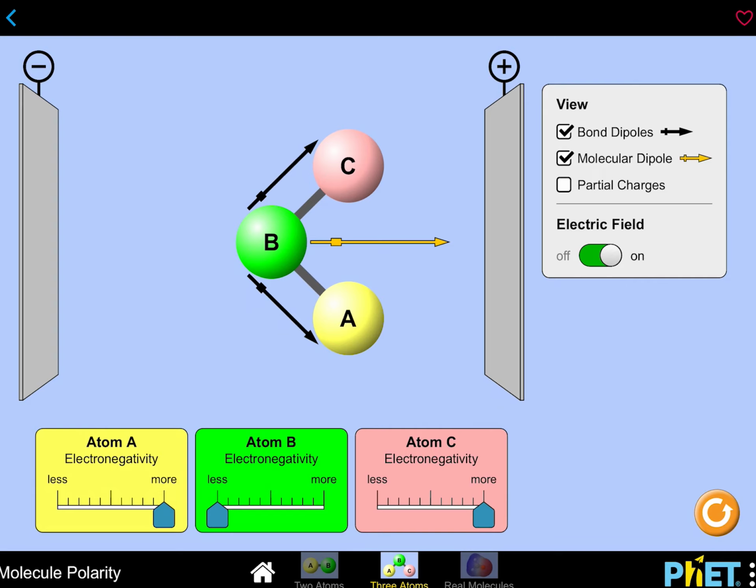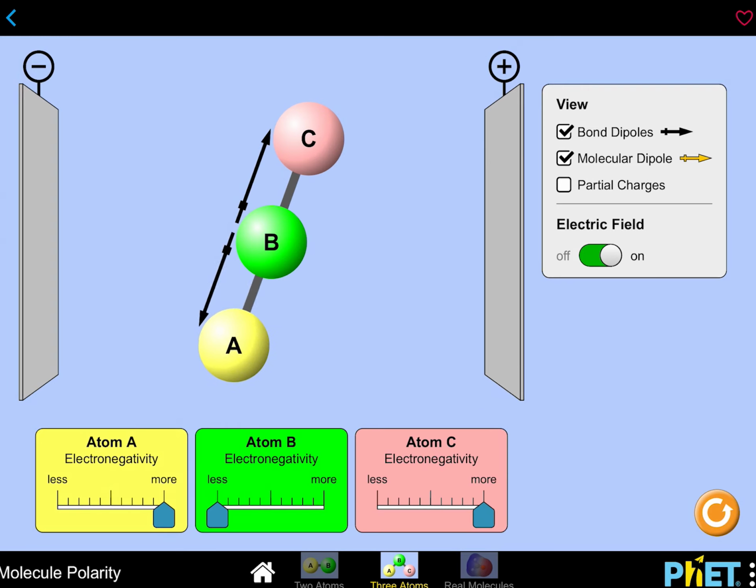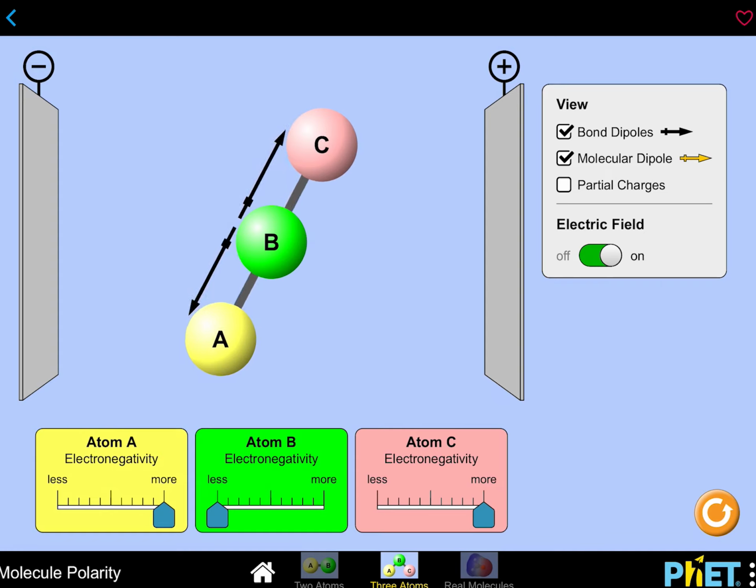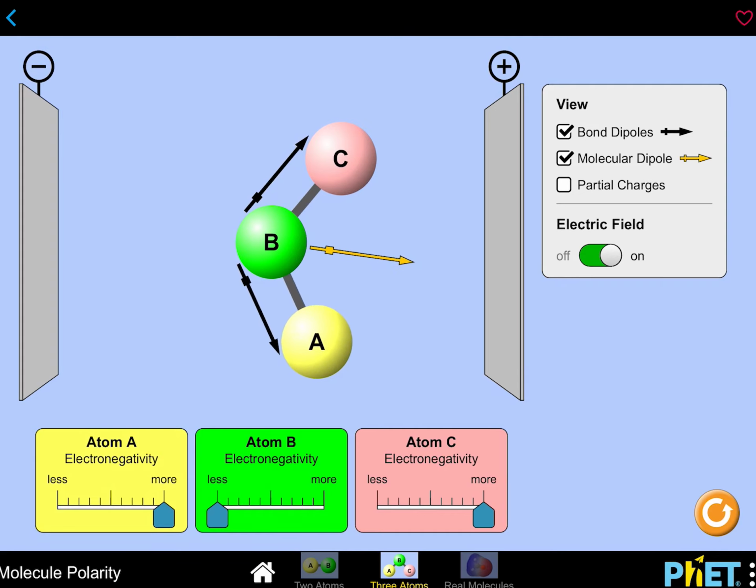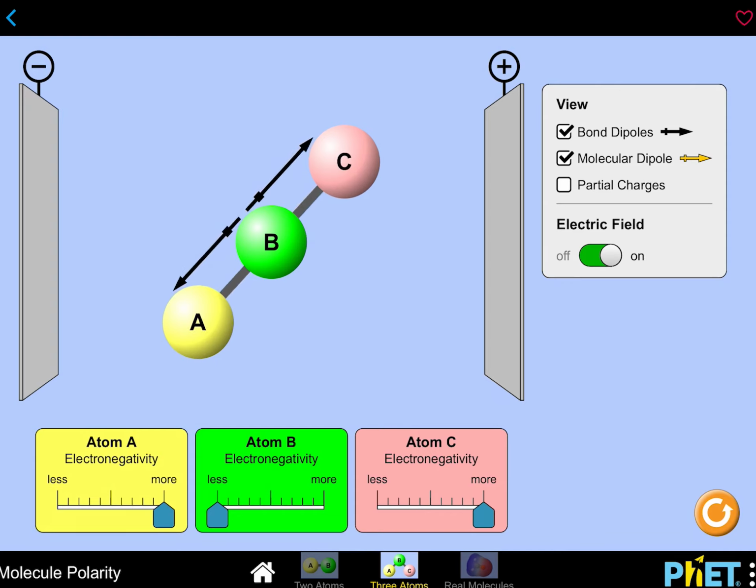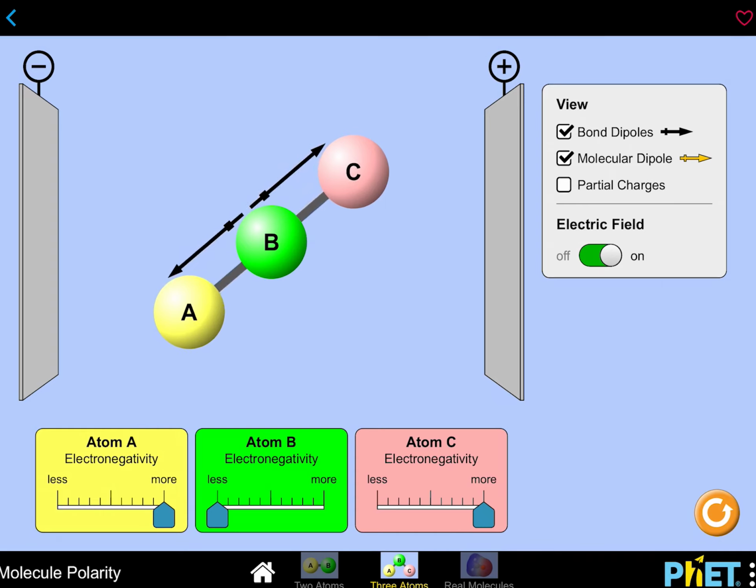This molecule has asymmetry about it because it is a bent shape. However, if we were to move this to get a linear molecule, one that has symmetry, we would no longer have a bond dipole. Or sorry, a molecular dipole. So you see that our molecular dipole, the orange, which we can produce by adding in a bent shape, will go away as we become linear, because now that A and C are the same electronegativity, our bond dipoles get canceled out.